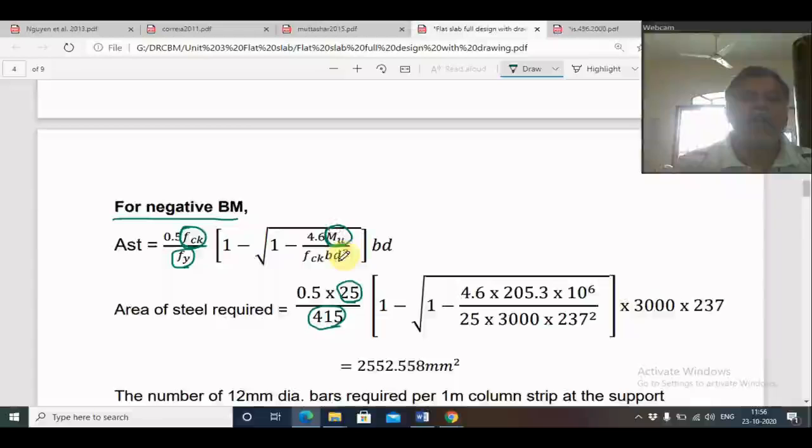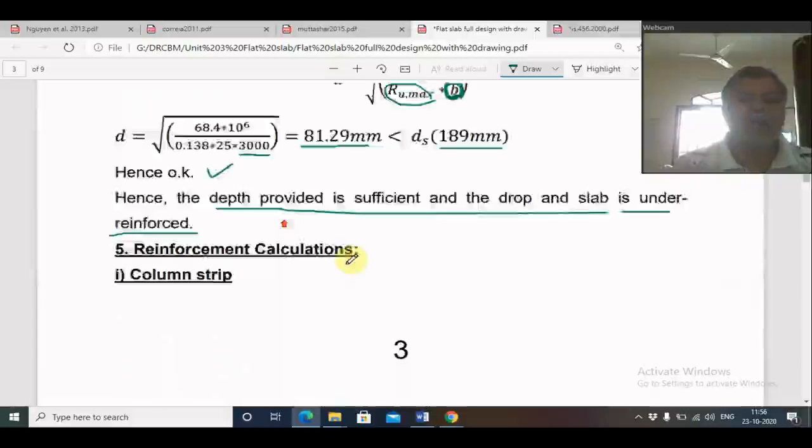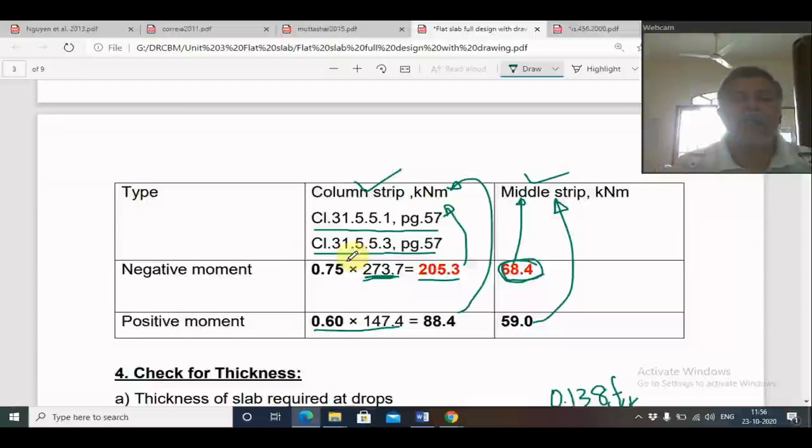I have 4 different values. Now we are talking about the negative bending moment in the column strip. So we have to use the corresponding moment value. This is the negative moment. This is the column strip. The corresponding value is 205.3.